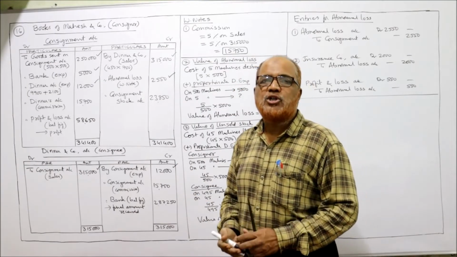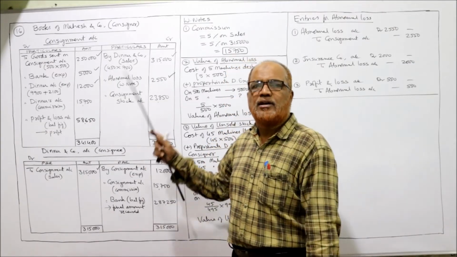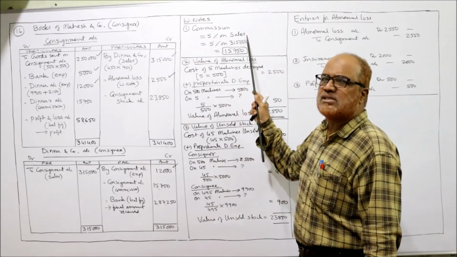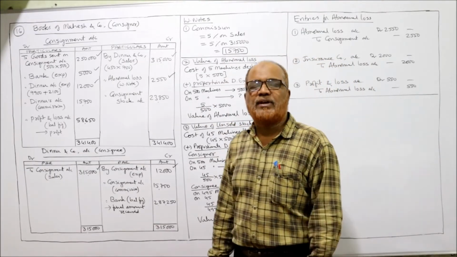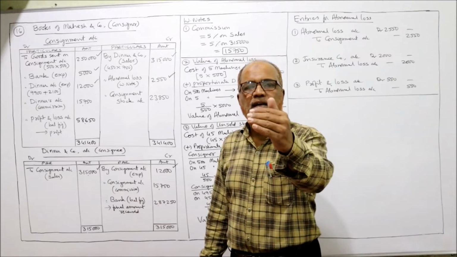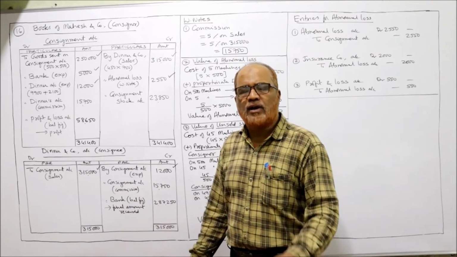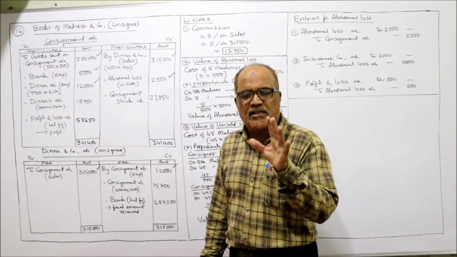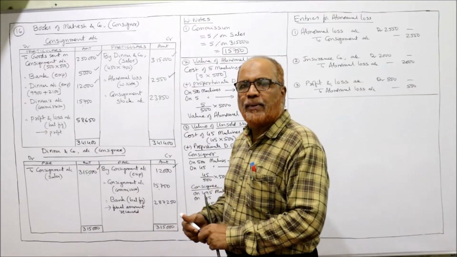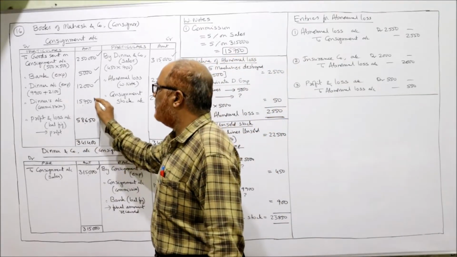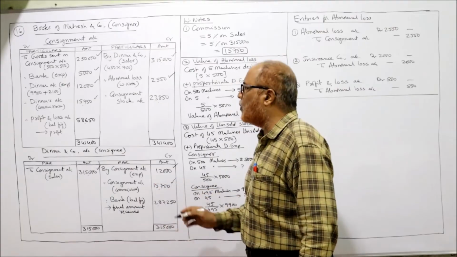Now commission. It is specifically given that commission is 5% on sales. Sales are 3,15,000. 5% comes to 15,750. The entry will be consignment account debit to Dinnu and Company. Same entry. In every problem we are passing the same entries, no change. Consignment account debit to Dinnu and Company. So debit side, Dinnu and Company commission; credit side, Dinnu and Company by consignment, commission.